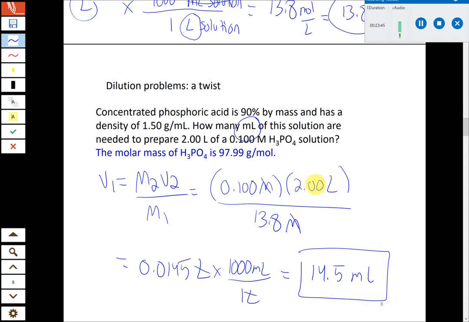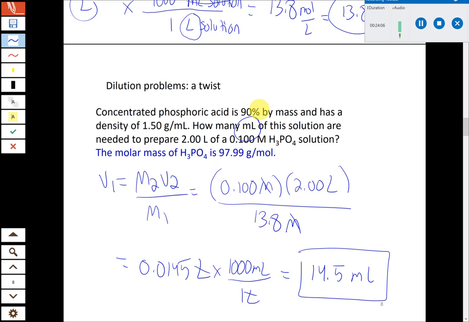Alternatively, we could have put milliliters directly into this equation. Instead of putting 2 liters, we could have put 2,000 milliliters, and that would have given us this number directly. So a couple ways of doing that, but we just have to make sure that we end up with milliliters because that's what the problem asked for. All right, so that one just required the additional step that we covered previously of converting mass percent into molarity.